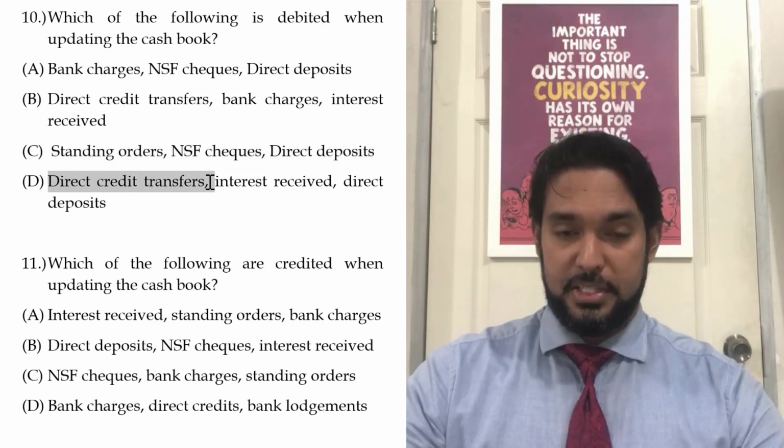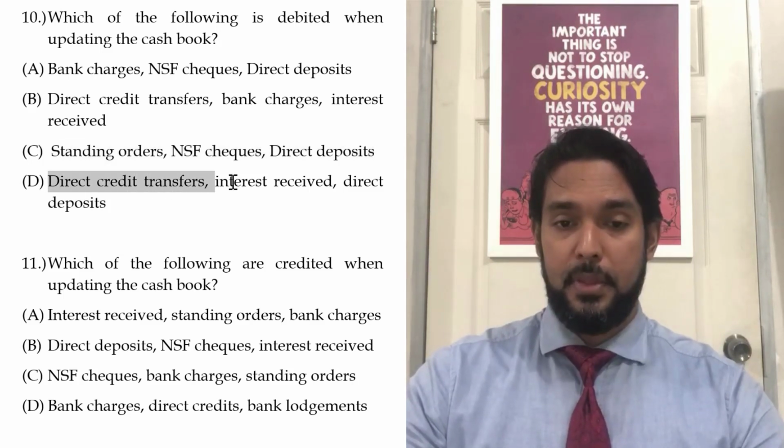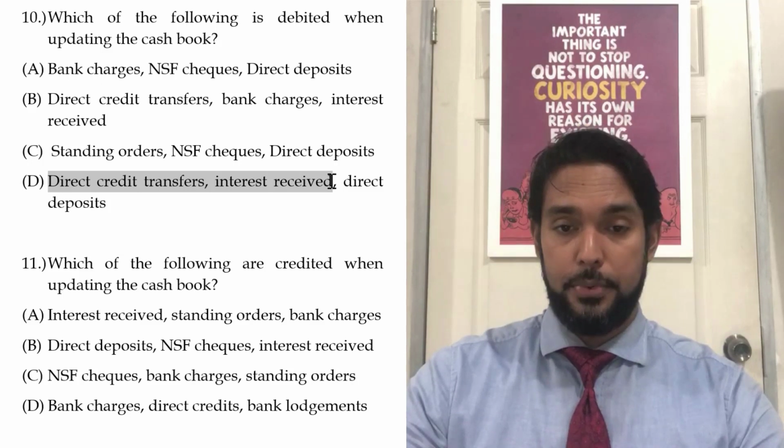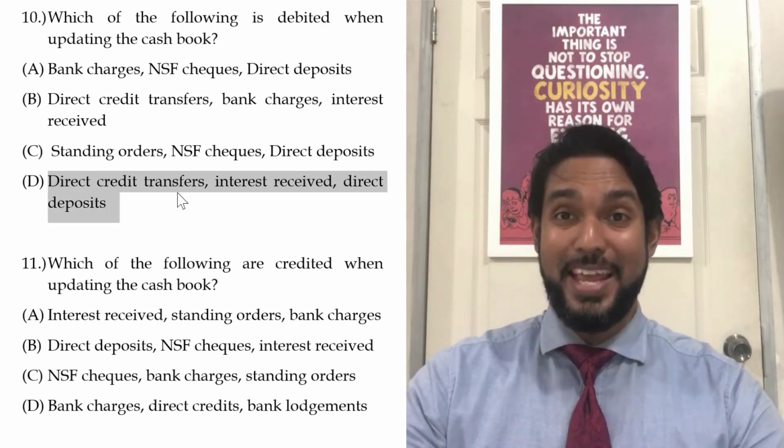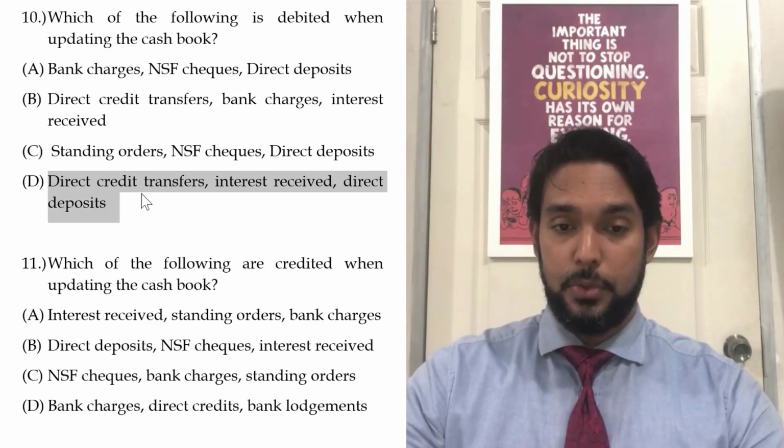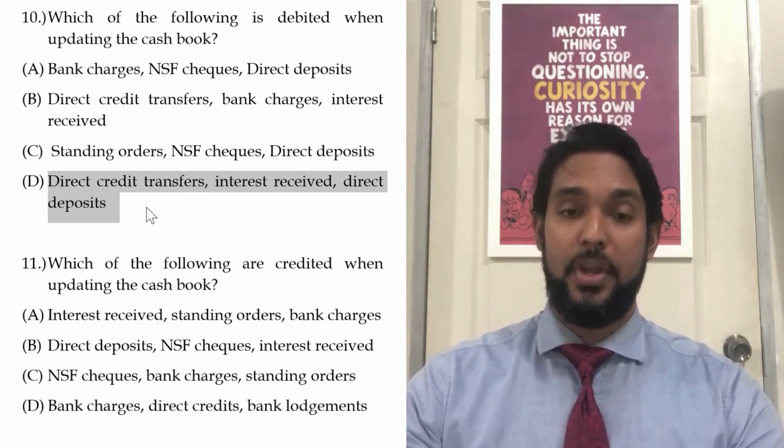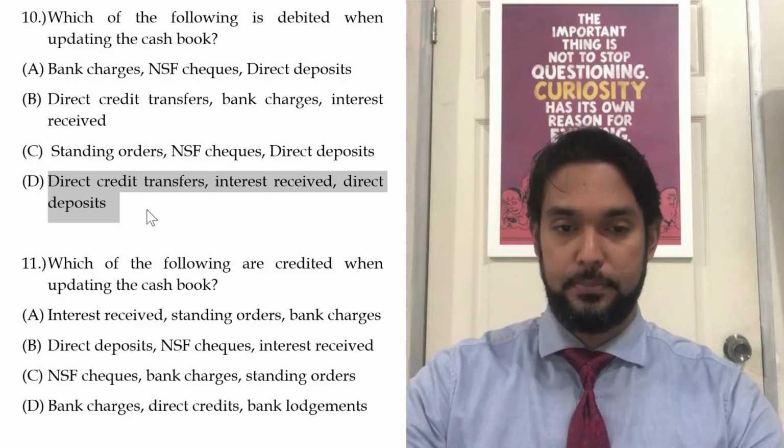So direct credit transfers will increase our account. Interest received will increase our account. And direct deposits will also increase our account. So all three items here will increase our balance, which will require a debit when entered in the updated cash book.